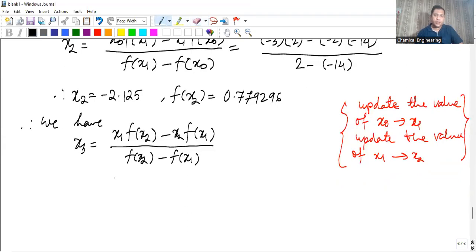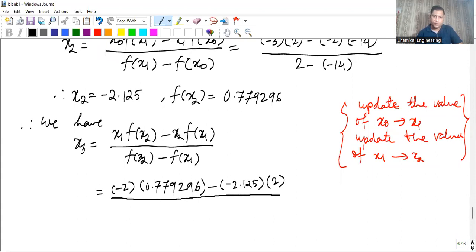So I'll write it here. So it is -2 into 0.779296 minus x2. x2 is -2.125, and f of x1. So f of x1 was 2. The x2 will be -2, right?